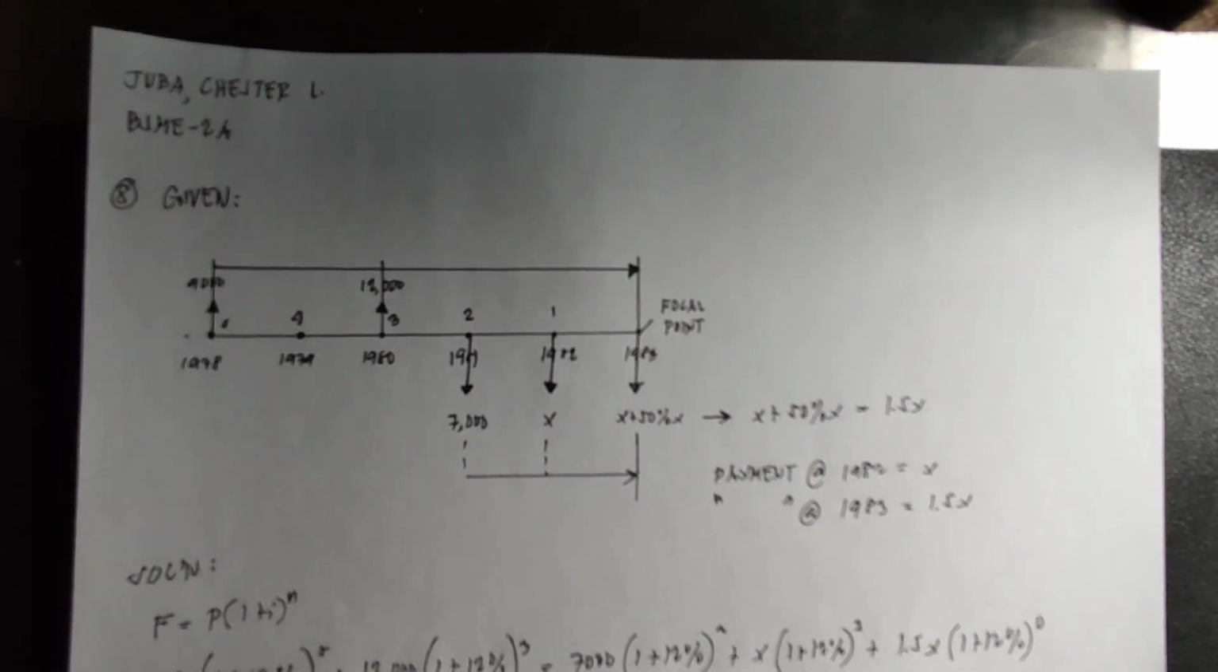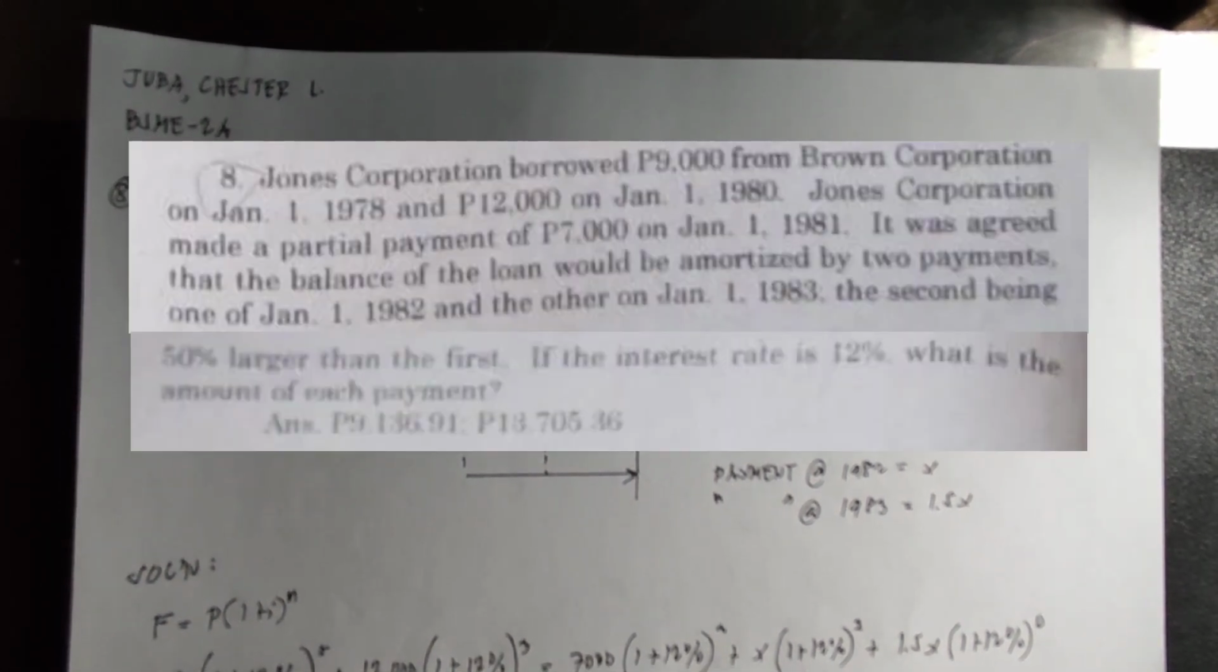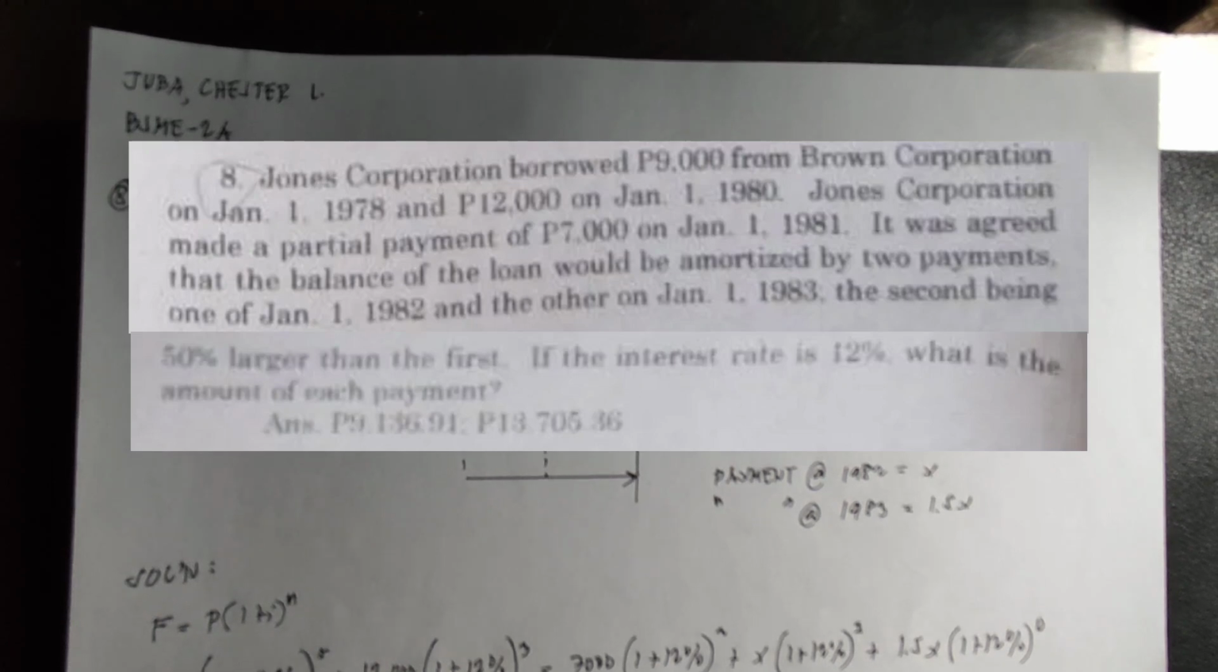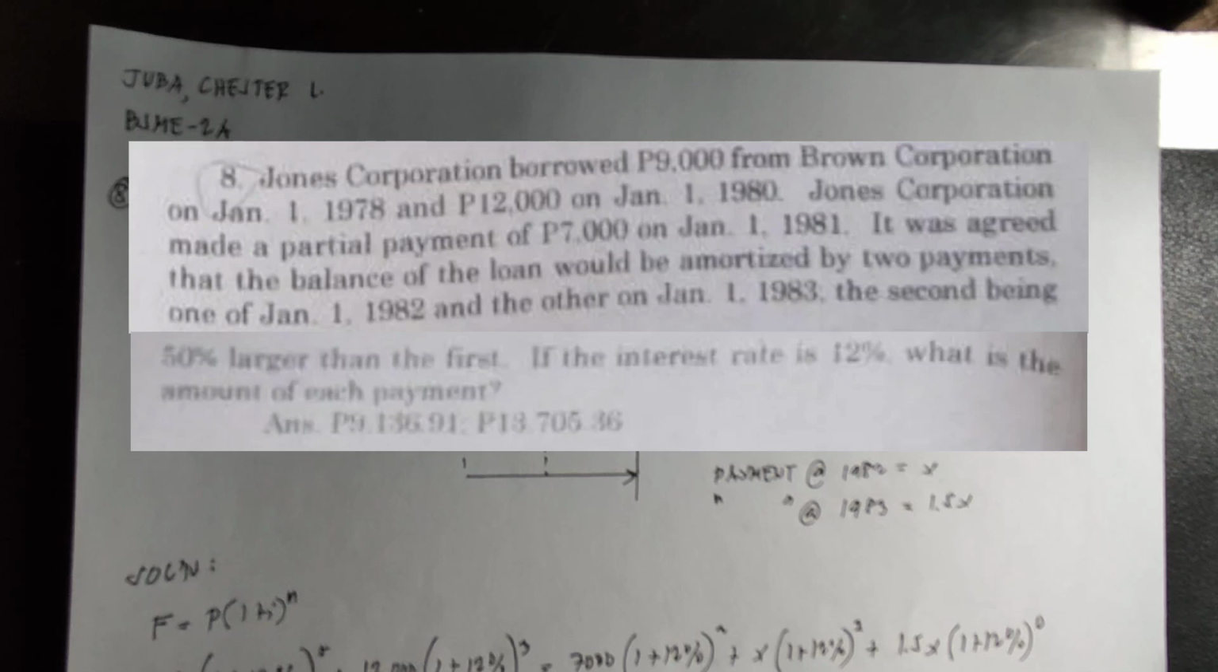So we will go now to number 8. Jones Corporation borrowed 9,000 from Brown Corporation on January 1, 1978 and 12,000 on January 1, 1980. Jones Corporation made a partial payment of 7,000 pesos on January 1, 1981. It was agreed that the balance of the loan would be amortized by two payments, one on January 1, 1982 and the other on January 1, 1983, the second being 50% larger than the first. If the interest rate is 12%, what is the amount of each payment?